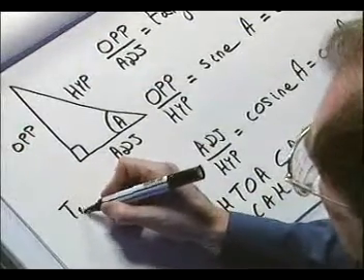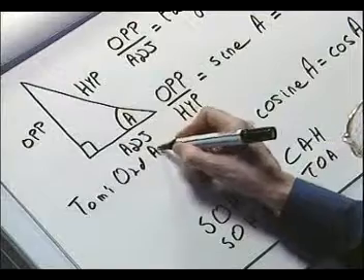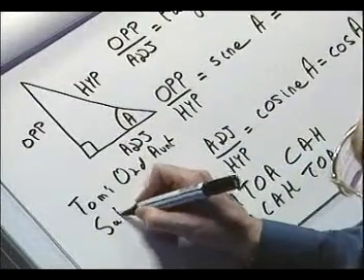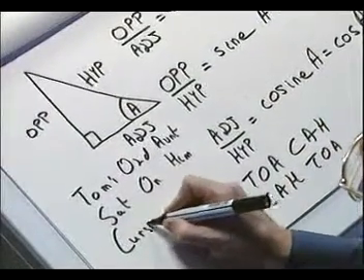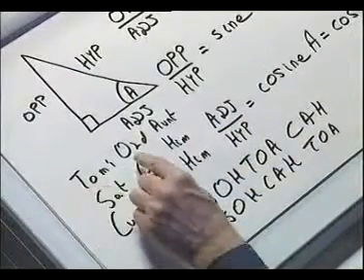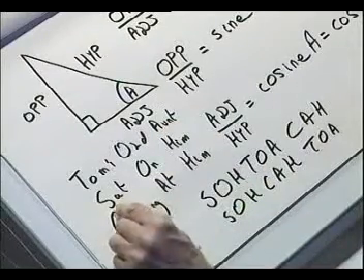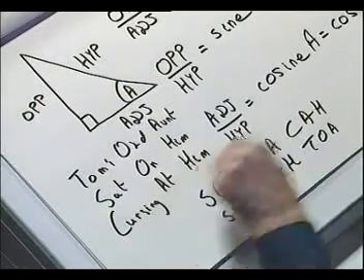Others remember it by a little verse, Tom's old aunt sat on him cursing at him. And again, tangent is opposite over adjacent, sine is opposite over hypotenuse, cosine is adjacent over hypotenuse. Whichever you learn to help you remember these ratios, that's up to you. But it is helpful to have one of them. So, let's have a look at some problems.